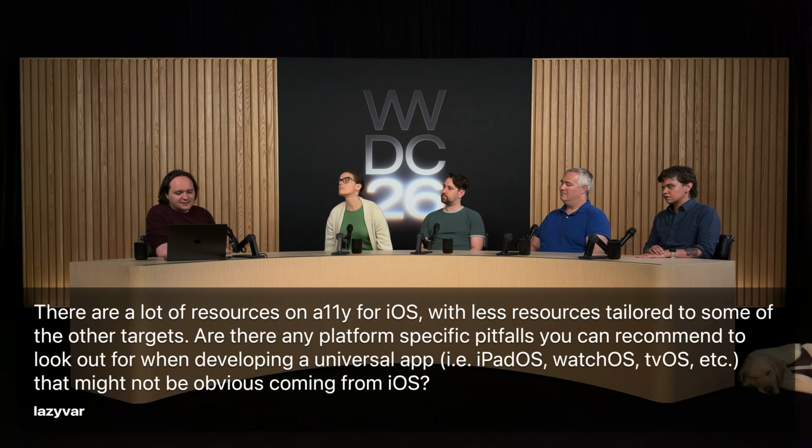Totally. Yeah, and I'm going to pivot a little bit back to the technical side. But I have a developer here asking a question about building a product that spans all of our platforms. And so the question is, there are a lot of resources on accessibility for iOS, with less resources tailored to some of the other targets. Are there any platform-specific pitfalls that you can recommend to look out for when developing a universal app? So for macOS, iPadOS, watchOS, tvOS, etc., that might not be obvious if you're just coming from iOS.